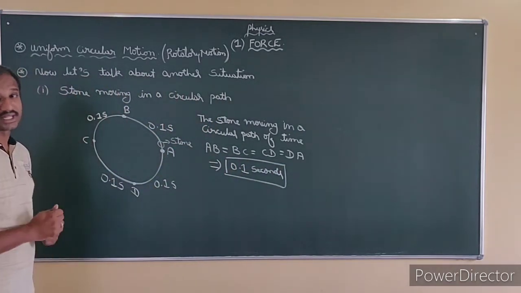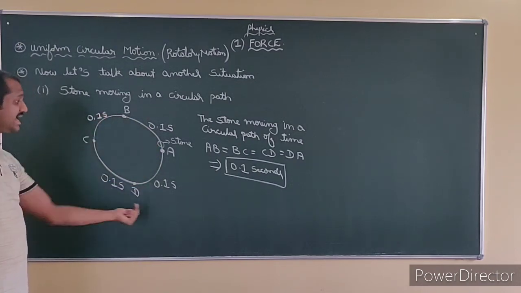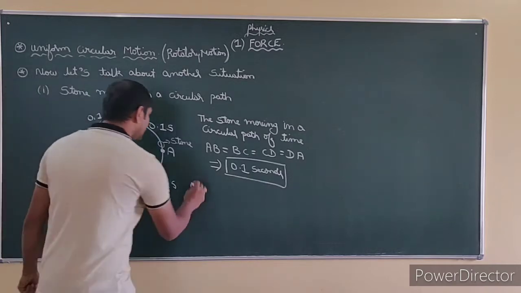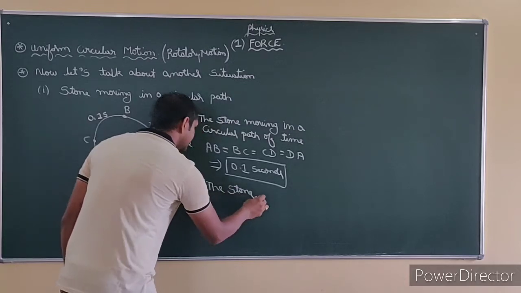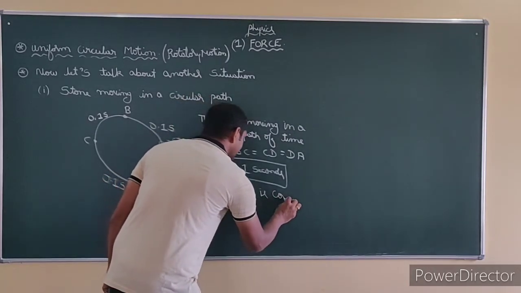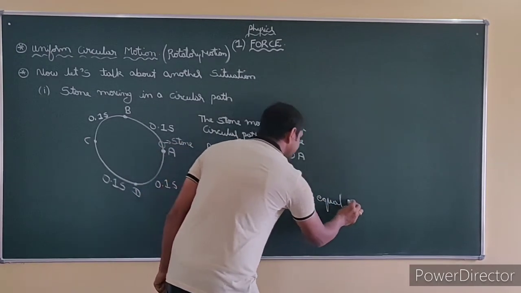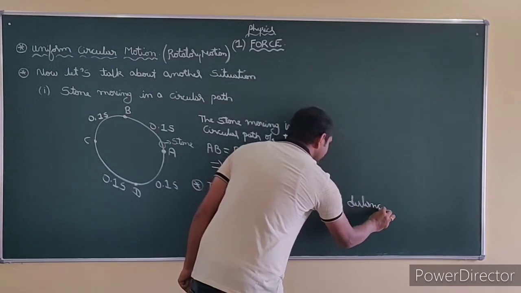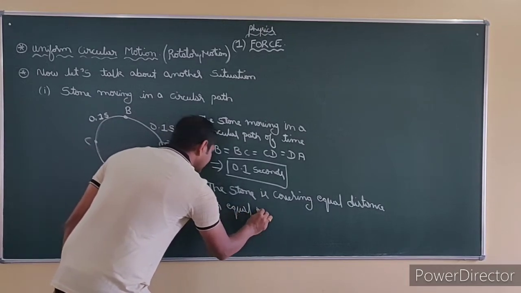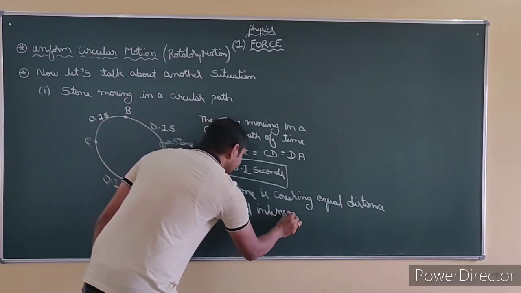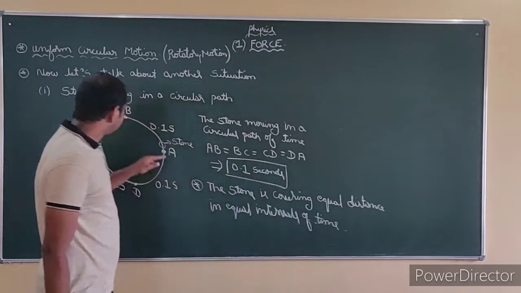By this, what can you tell? By this you can tell that the object is covering equal distance in equal intervals of time. Remember, by this you can tell the stone is covering equal distance in equal intervals of time. No doubt here, the distance is same.